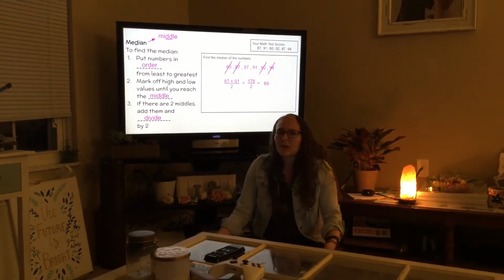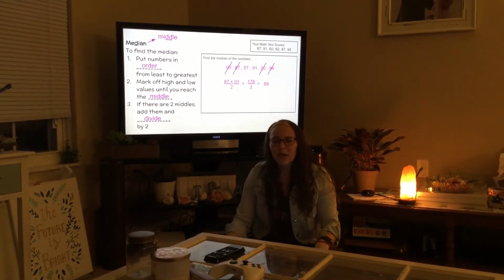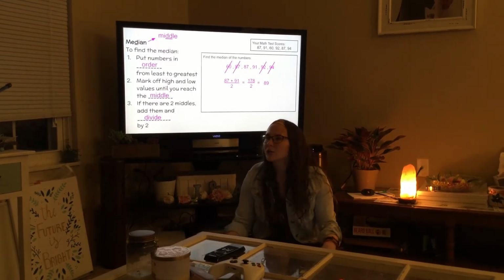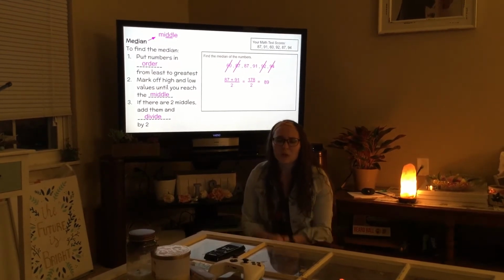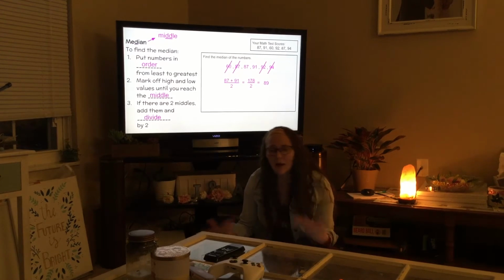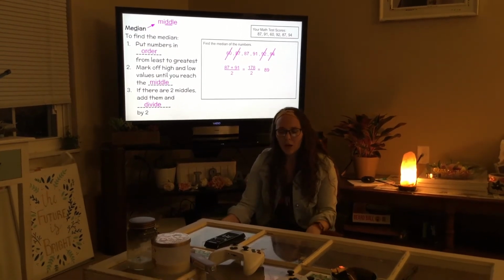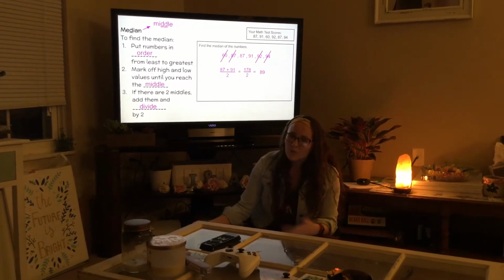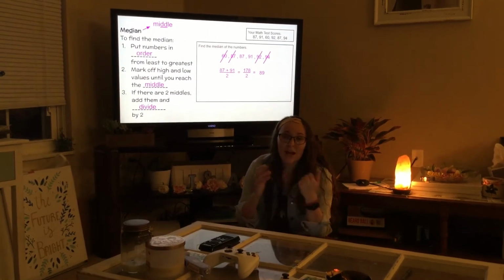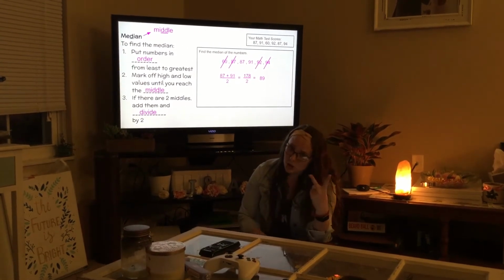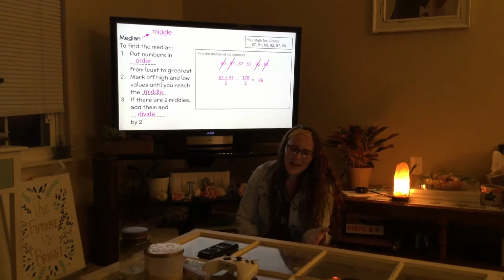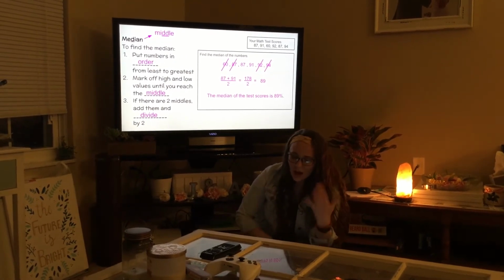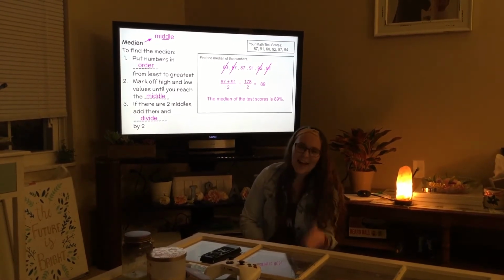That's only if you don't know what number is directly in the middle. If you know it, don't worry about it. If it was 2 and 4, you would know the number directly between them is 3. You don't have to find the mean if you know it. But if you don't know it, and sometimes it's a decimal, I recommend that you add them together and then divide by how many numbers there are, which is 2. So we would say that the median of the test scores is 89%.